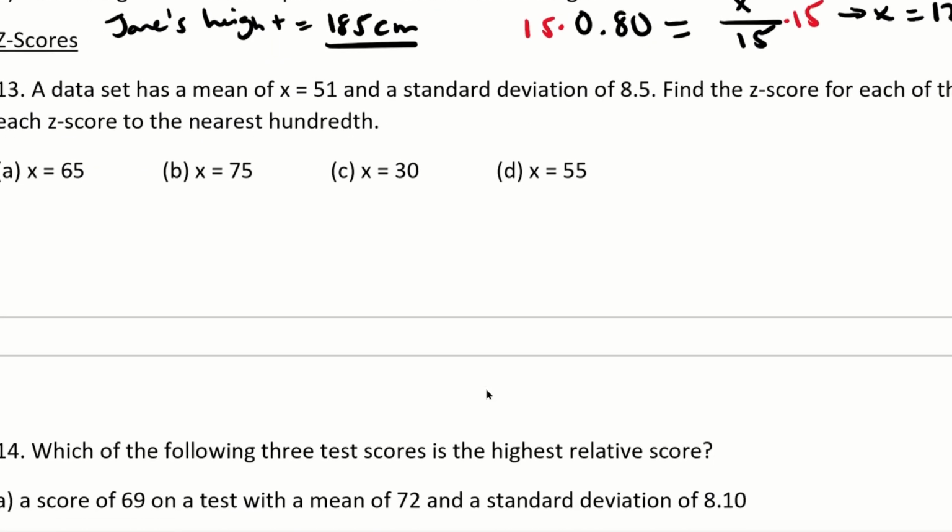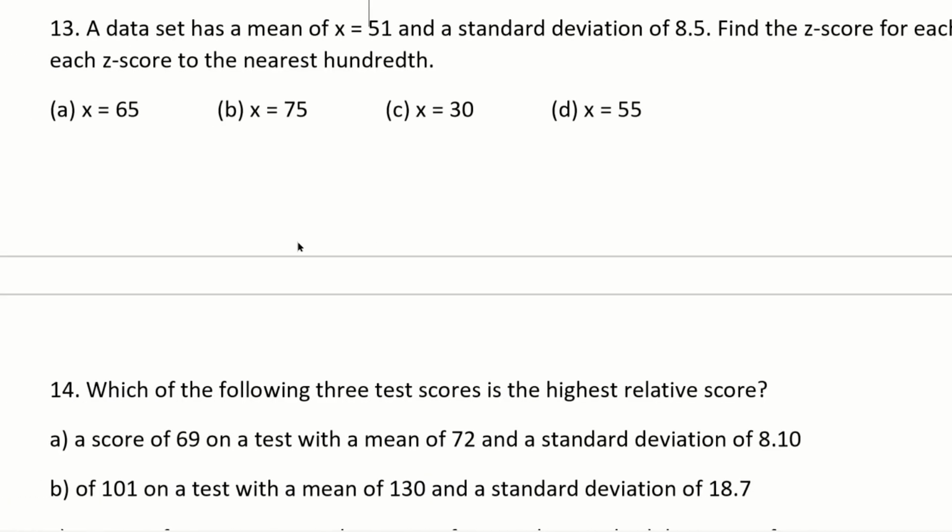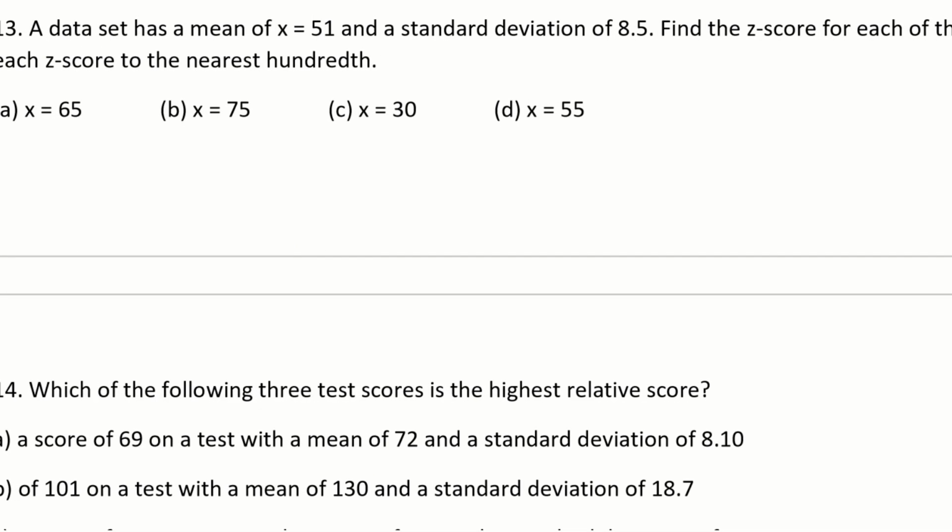So now we're looking at z-scores. So number 13, a data set has a mean of x equals 51 and a standard deviation of 8.5. Find the z-score for each of the following, rounding each z-score to the nearest hundredth. Okay, so the formula for the z-score is z equals x minus mu divided by sigma, or you can convert the mean into x bar and then the sigma into s instead of using the symbol for sigma. So basically it's value minus mean divided by standard deviation. That's essentially what the z-score is.